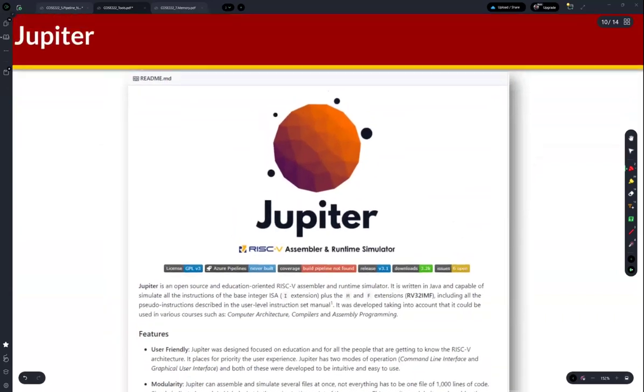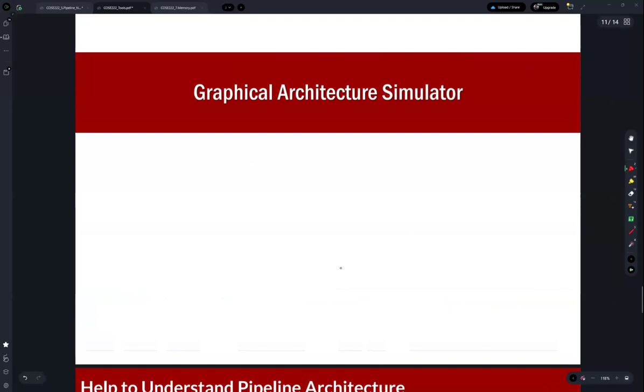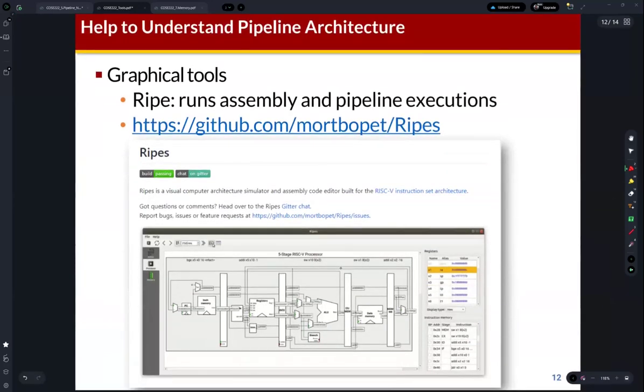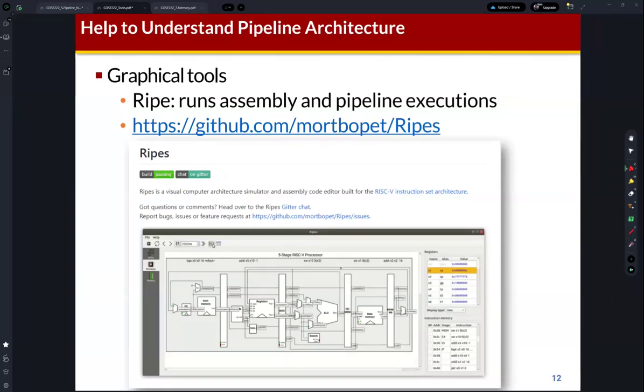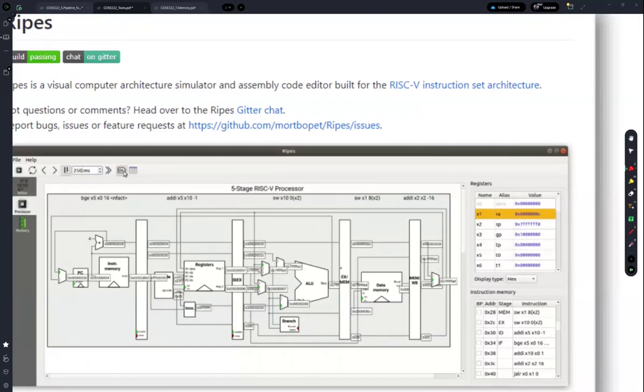Besides Jupyter, there is also a graphical architecture simulator. I think this is a very useful tool, right? I showed the architecture of the 5-stage pipeline RISC-V CPU, and this simulator can show the instruction flows.